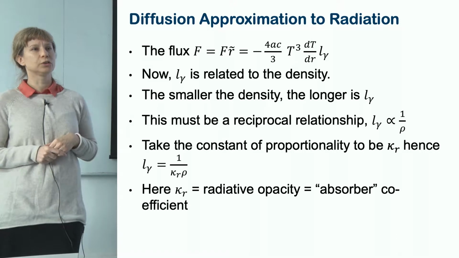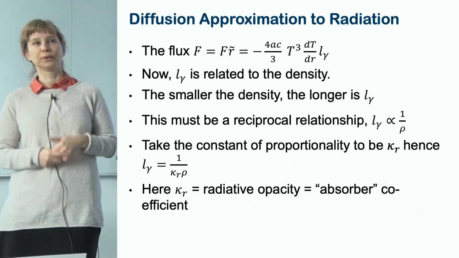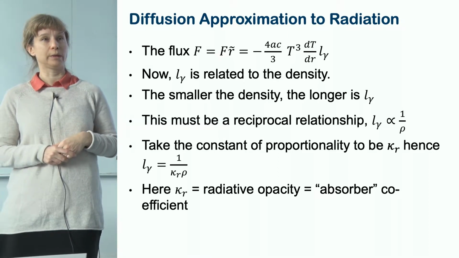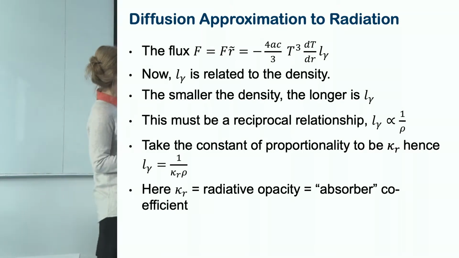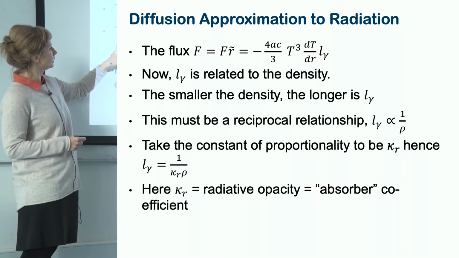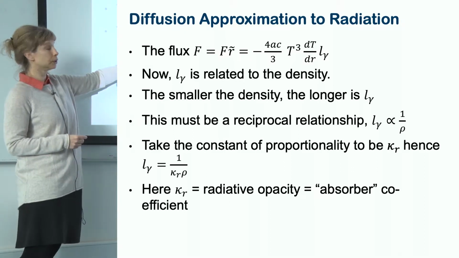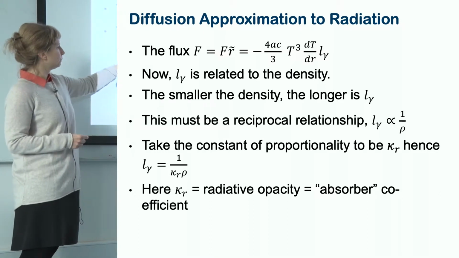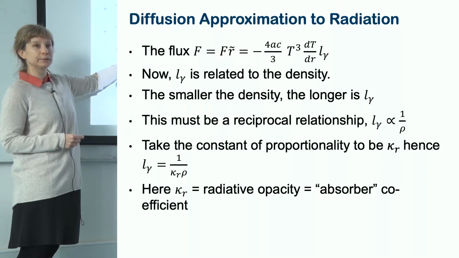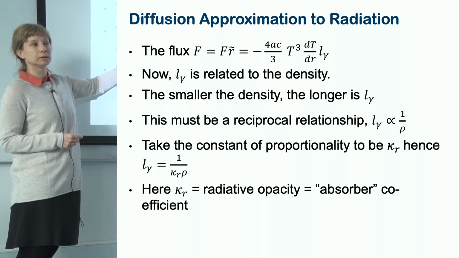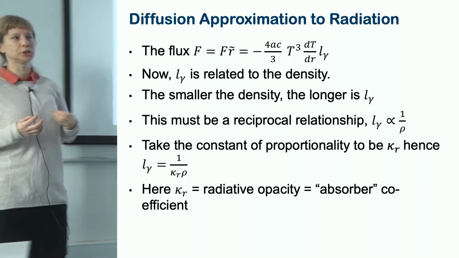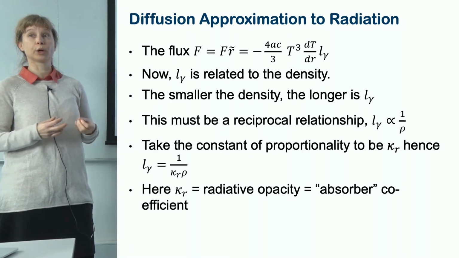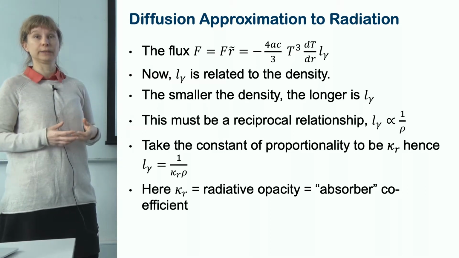Let's say that there is a constant of proportionality, and let's call that kappa, because we always tend to introduce another Greek letter. But kappa will be an important coefficient that we need to learn about. So we're going to say our length scale for photons is 1 over the density of the region multiplied by kappa r. And this r means radiative. So this is the radiative opacity of a region. This opacity tells us how much the material is absorbing or emitting photons. So it's sometimes called an absorber coefficient, and it is a really important quantity in stellar physics.